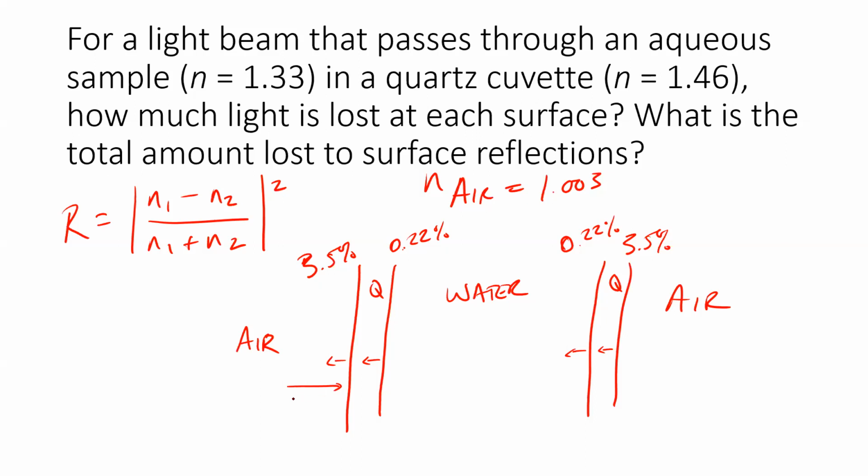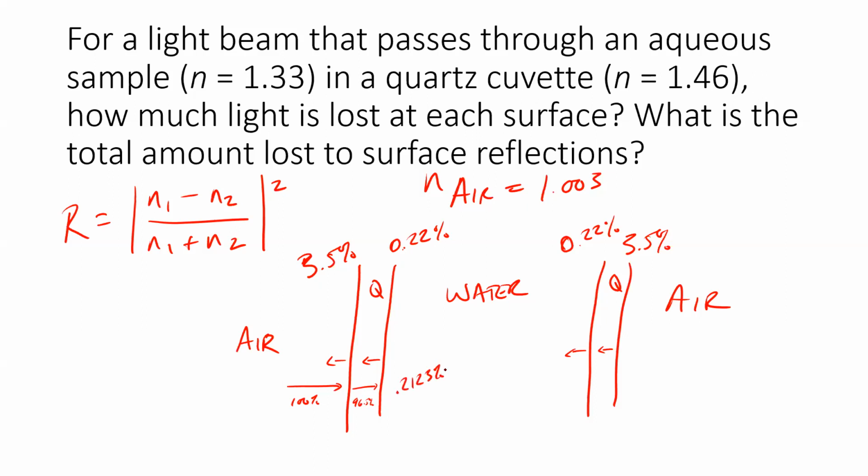So here I have 100%, right? But by the time I pass that surface, do I still have 100%? Nope. I've got 96.5%. And 0.22% of 96.5 is not 0.22, right? It's a little bit less. It's real close to 0.22, but it's not. It's 0.2123, I think.